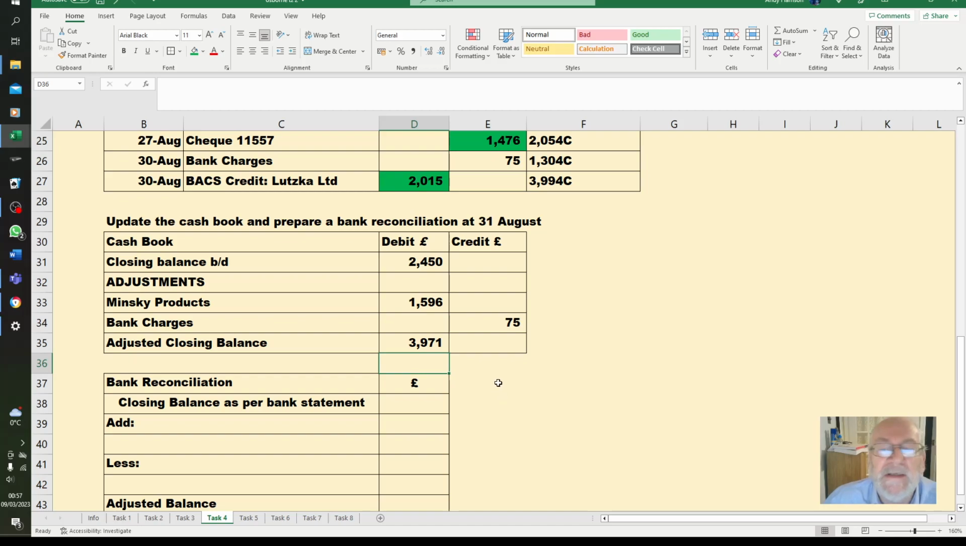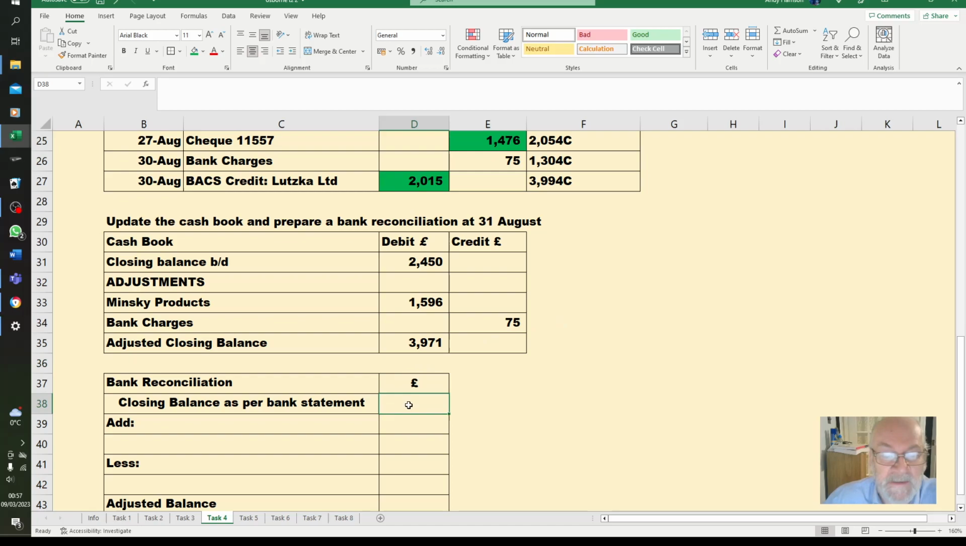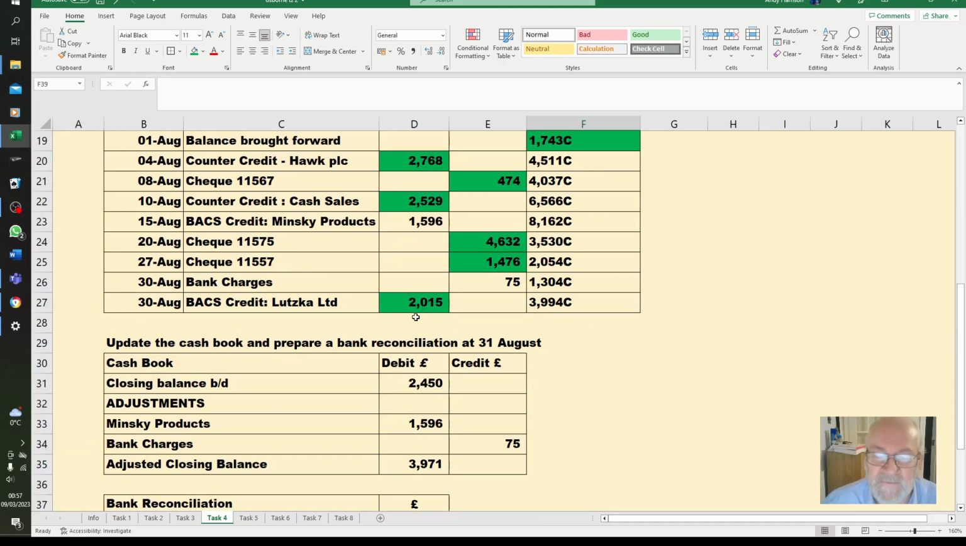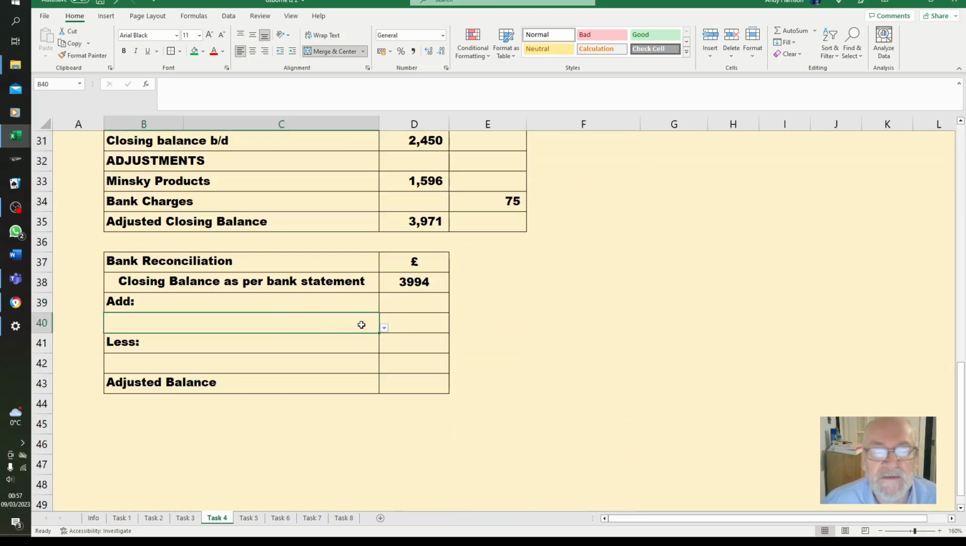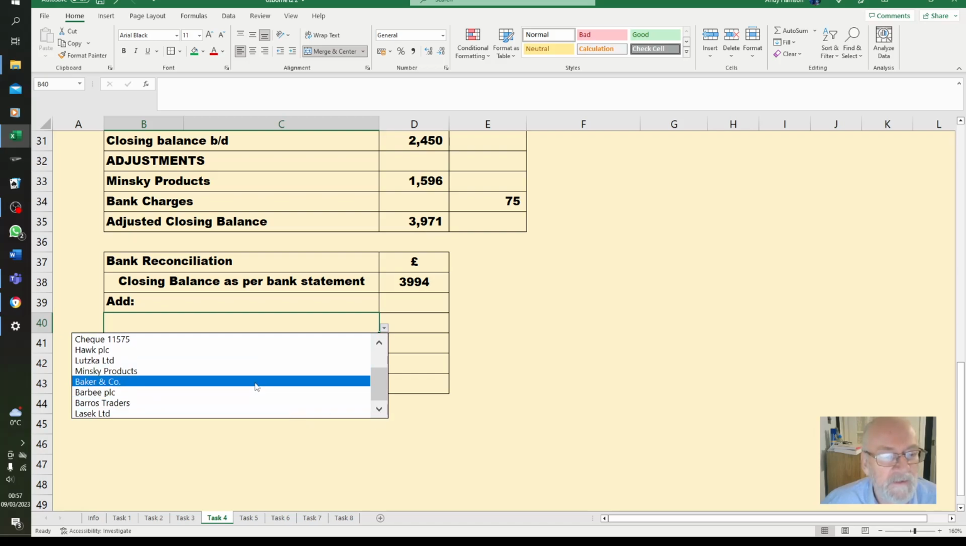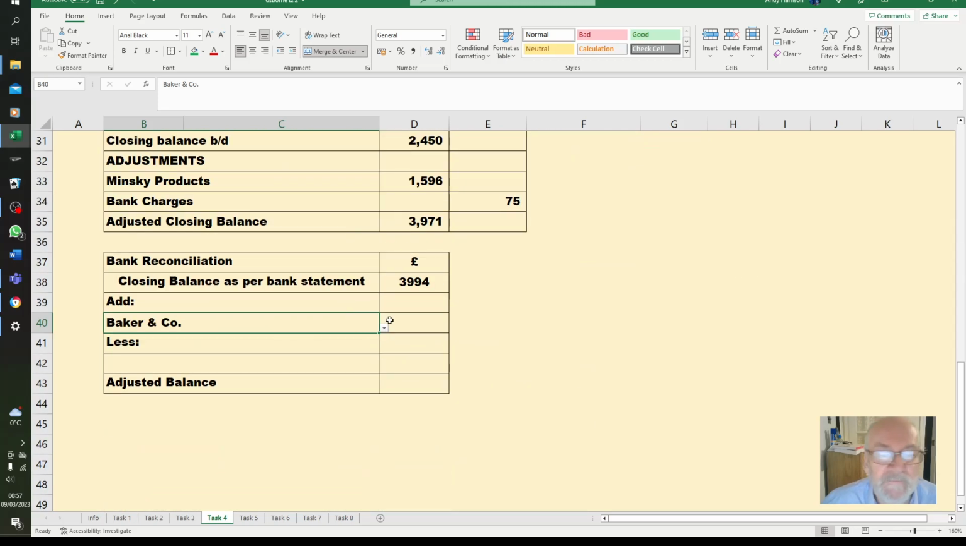So our bank statement says 3994, C obviously credit in the bank is our debit, it's a positive. Add, what we're going to add, we are going to add the money as if, because we know it's there, it's like you think in your bank to check it's in, my money, I can now spend it. So it is, what is it, it's Bacon Co, isn't it? Just 1740.